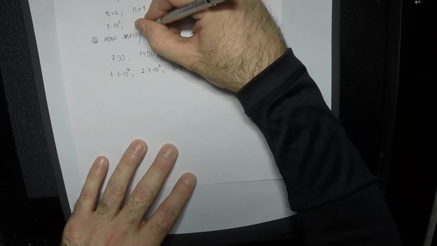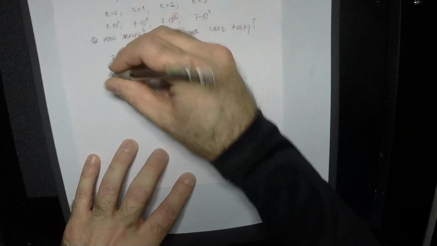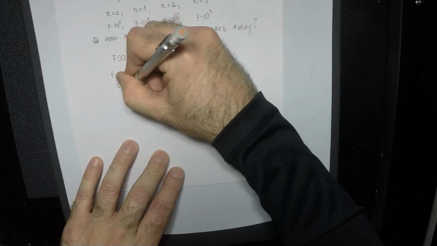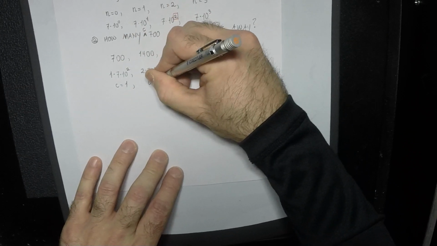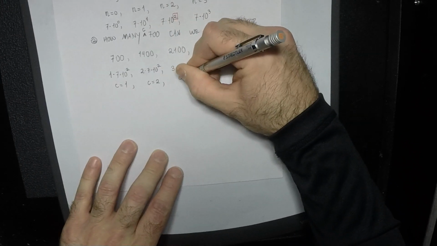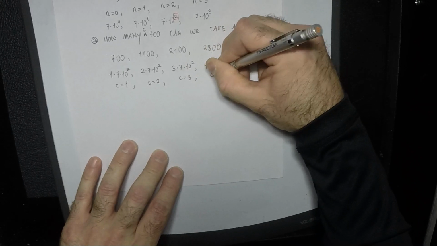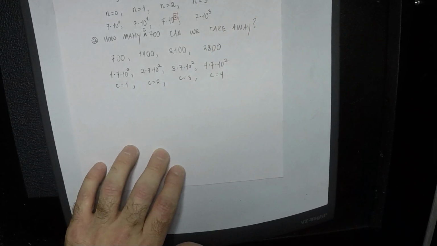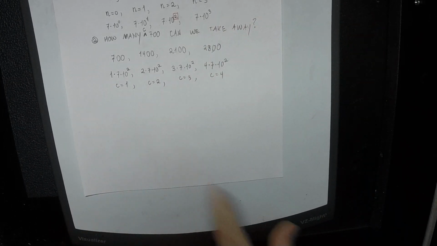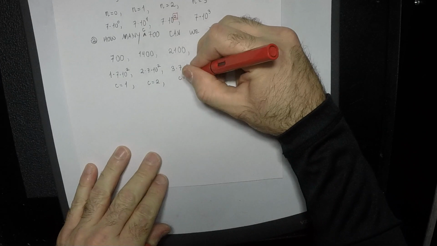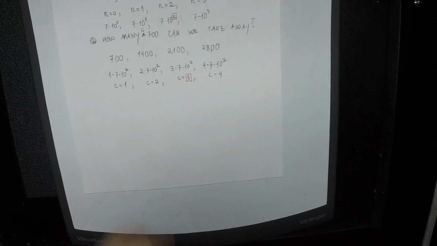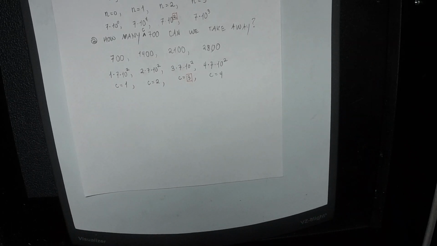How about C? So this would correspond to C is 1. This would correspond to C is 2. This would correspond to C is 3. And this would correspond to C is 4. So the answer to this question is what? C is 3. That's the answer to this question. So now that we've done that, we subtract.